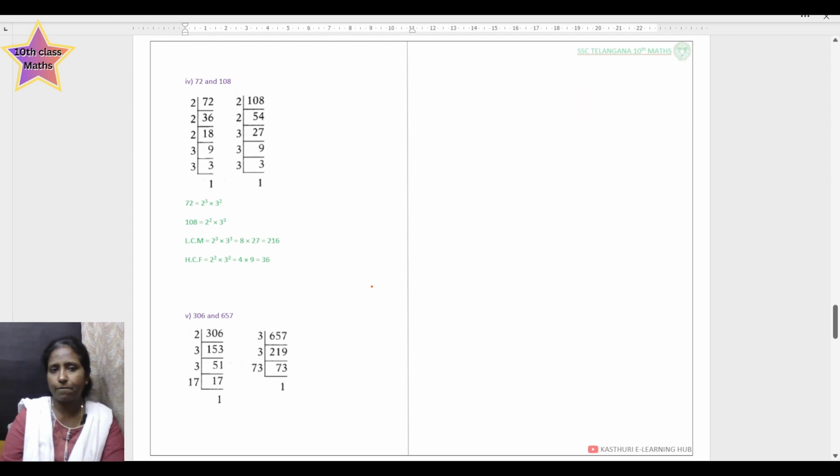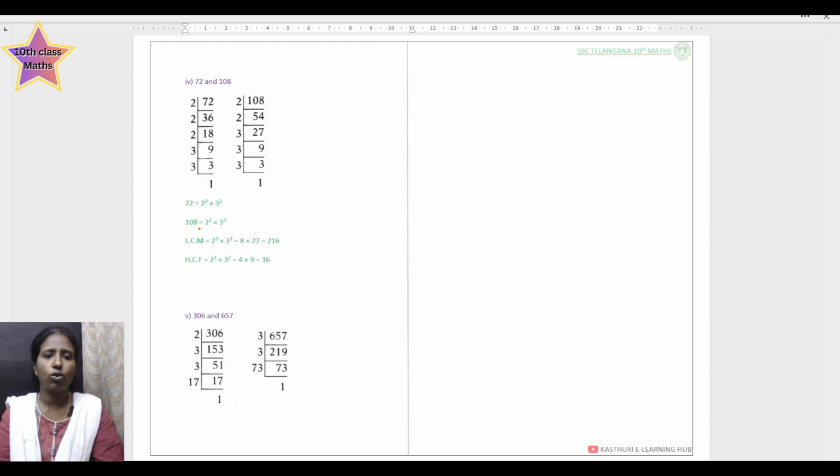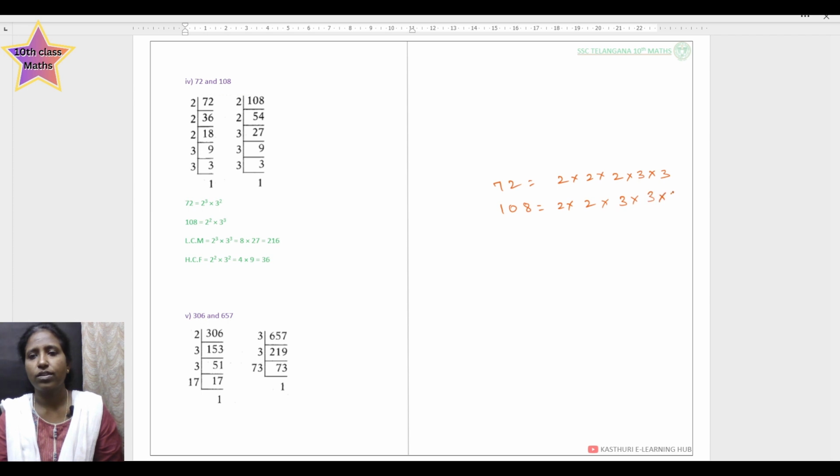72 and 108. If you factorize 72, you get 2 cube into 3 square. If you factorize 108, you get 2 square into 3 cube. Okay, if you see what is common in both of them for HCF, here it is 2 cube. That is 72 equal to 2 into 2 into 2 into 3 into 3. Okay, 108 equal to 2 into 2 into 3 into 3 into 3. So if you take the HCF, only take the common ones. 2. Okay, here also 2.